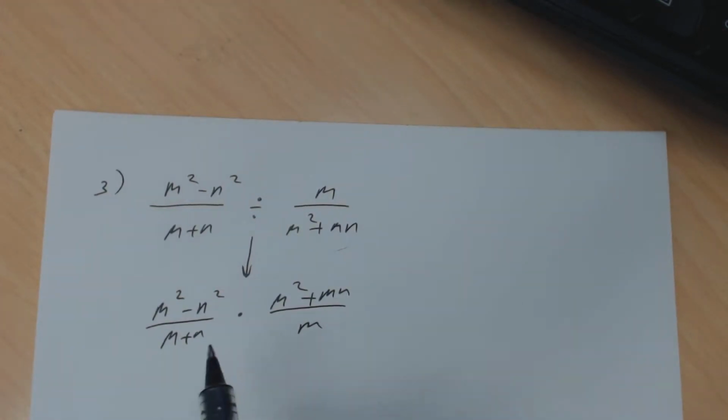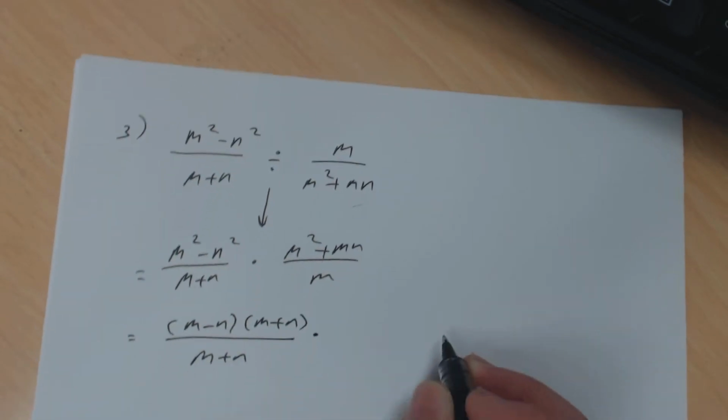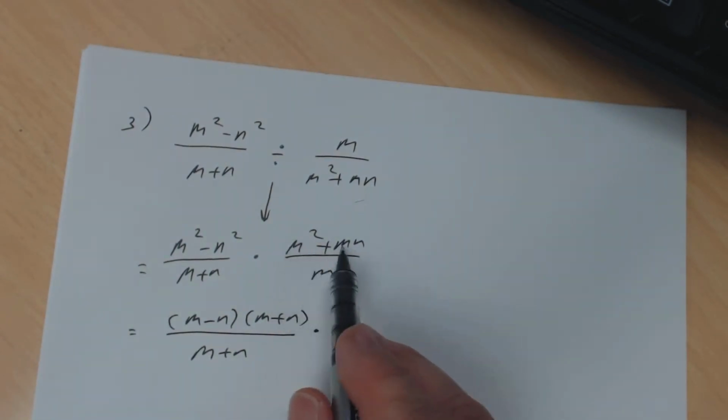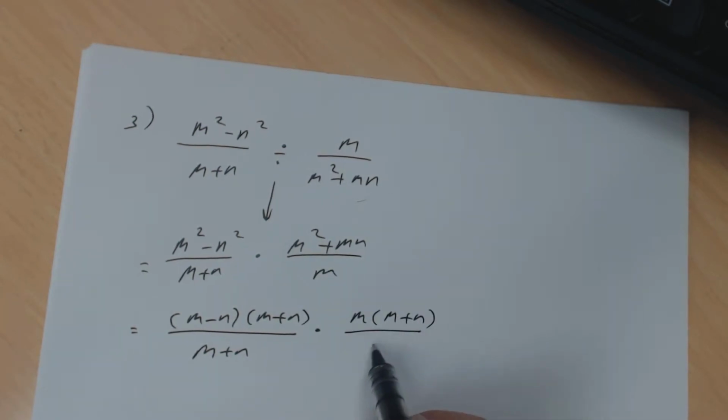Okay, now go ahead and factor. So this right here is the difference of two squares. So I'm going to get m minus n, m plus n. Over here, I can't do anything with this, so that's going to stay m plus n, times. Over here, the GCF is an m, so I get m times m plus n. And this monomial I can't do anything with.